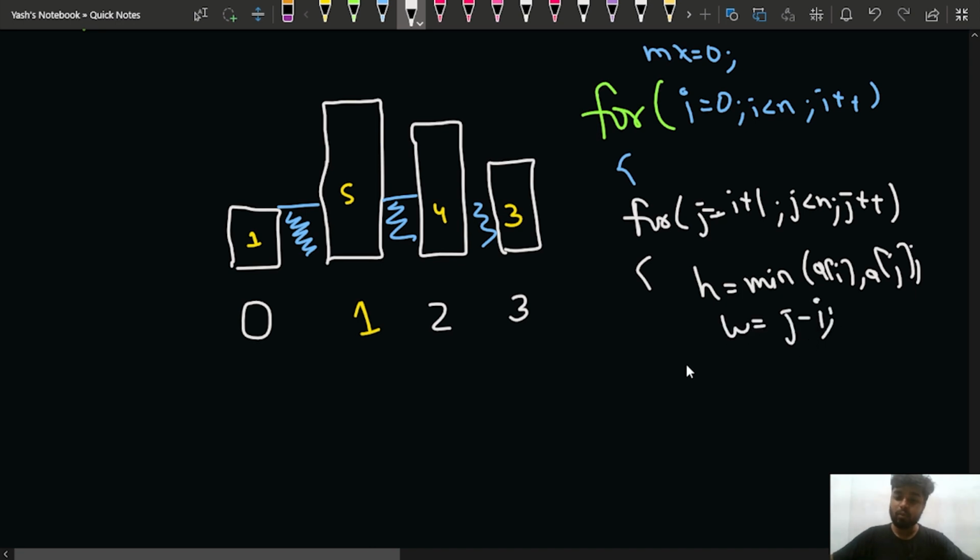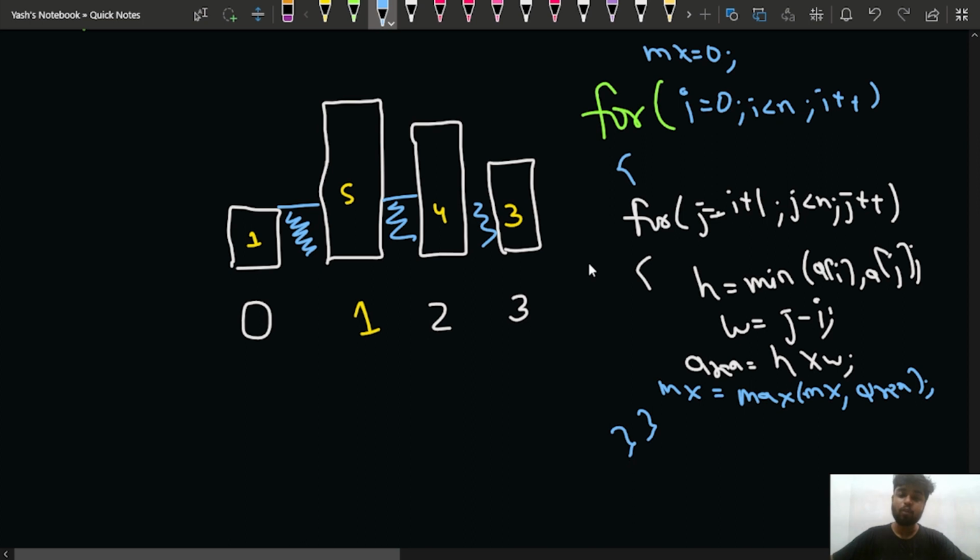So I will see what the area, or the amount of water stored, will be: nothing but height into width. We keep a track of the maximum, so maximum will be the maximum of mx, the maximum area up till now, comma the area. So we can try to find it for all possible pairs.